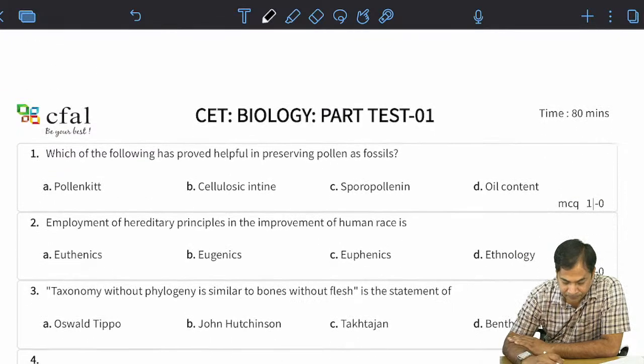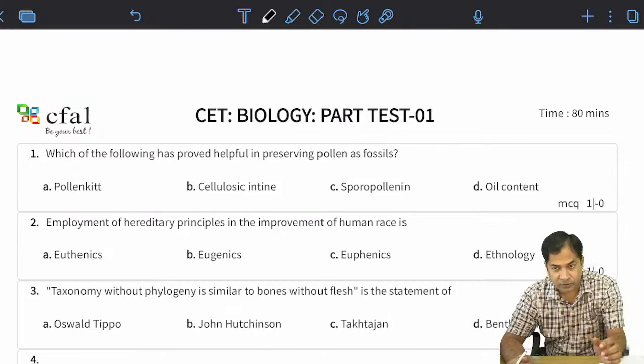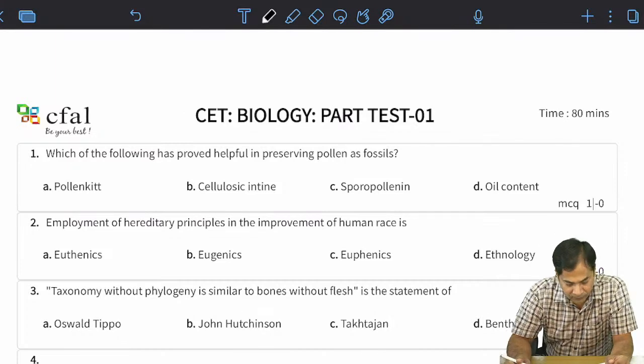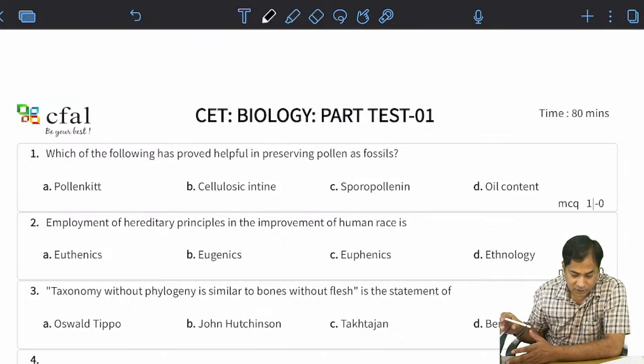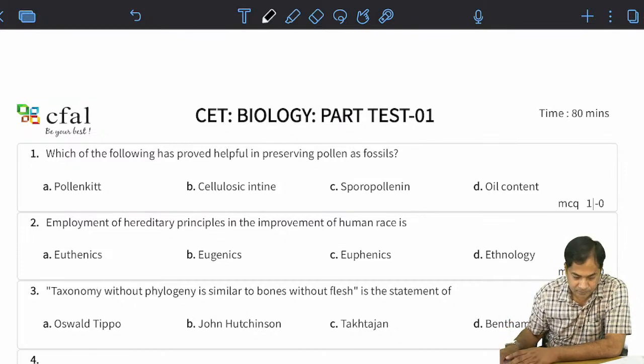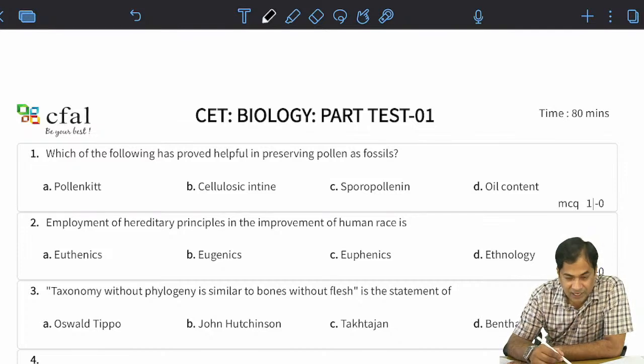So we have 60 questions, and one by one we are going to discuss them in detail. The first question you can see on the screen: Which of the following has proved helpful in preserving pollen as fossils? These questions look very simple, but before we come to a conclusion about which option is correct, we will also give justification for why the remaining 3 options are wrong. That is very important.